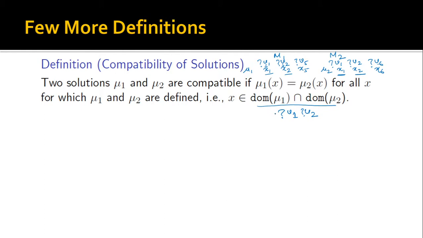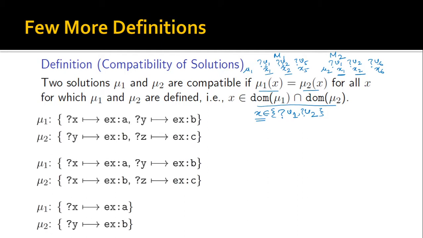Now, you have this as a set, right? So whatever variable you can draw from here, the value that you have in mu1 for that variable should be equal to the value that that particular variable would have in solution 2. And that should happen for all the variables that appear in the intersection of the domain of mu1 and the domain of mu2. Then we say mu1 and mu2, which are two solutions, are compatible, right?